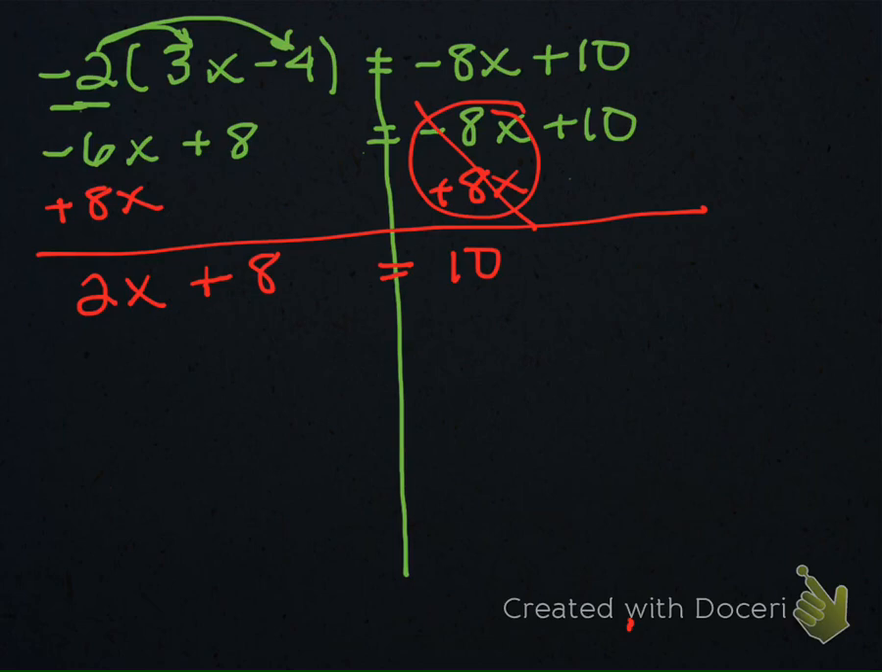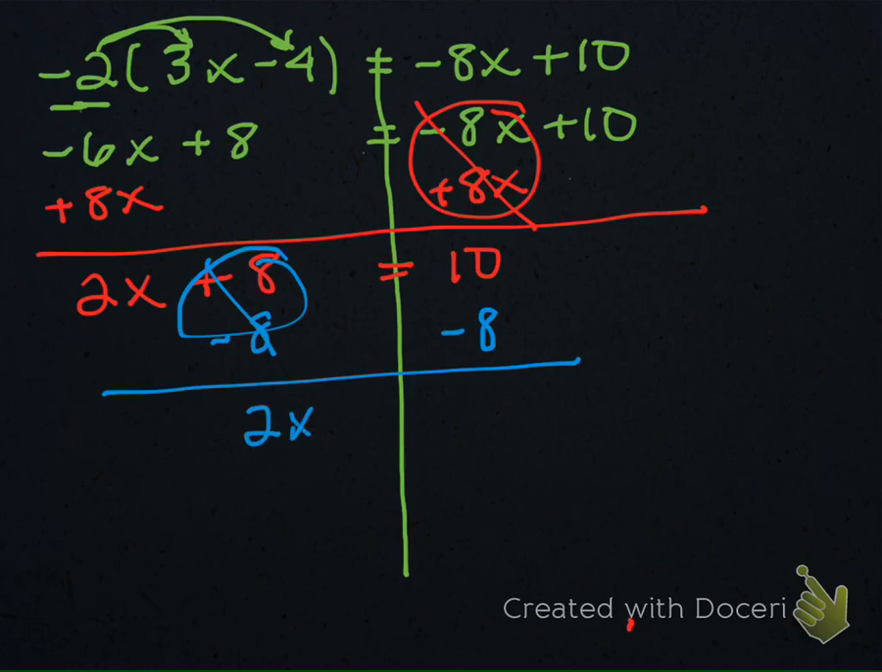I'm going to go ahead and get rid of that plus 8 by balancing in a negative 8 to make those zero pairs. So I will do a minus 8 on this side and a minus 8 on this side to keep it fair and balanced. On the left side, that positive 8 and negative 8 make a complete zero pair, so I'm left with 2x. On this right side, if I have 10 and I take away 8, I'm left with 2.